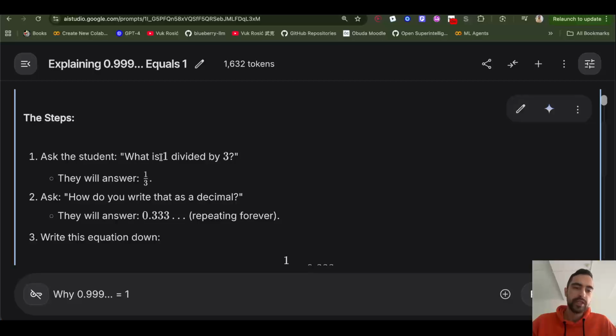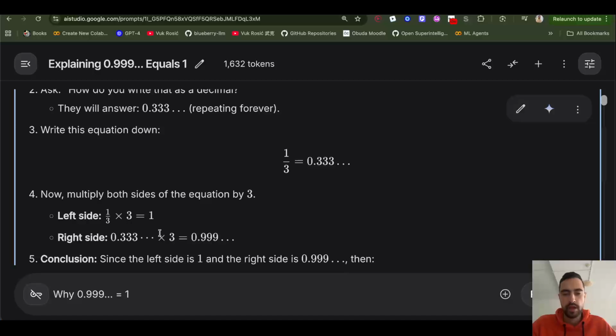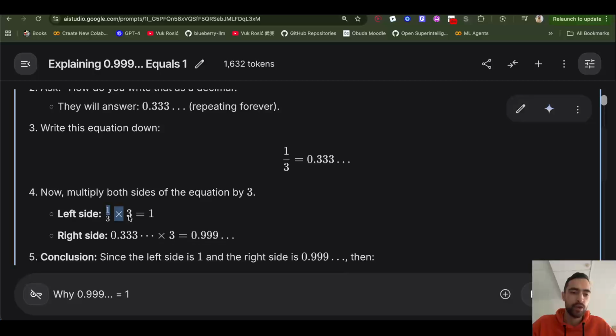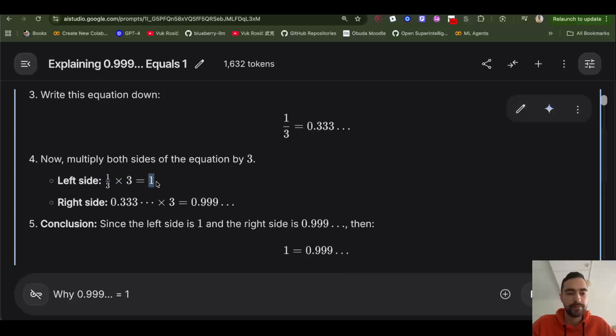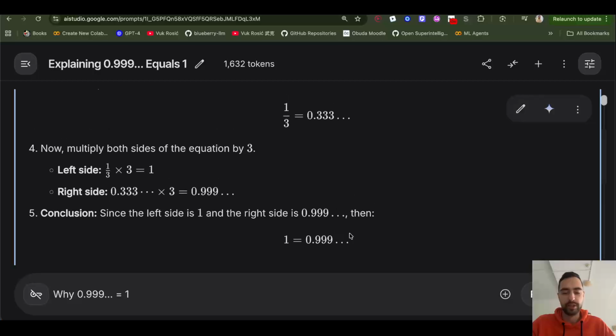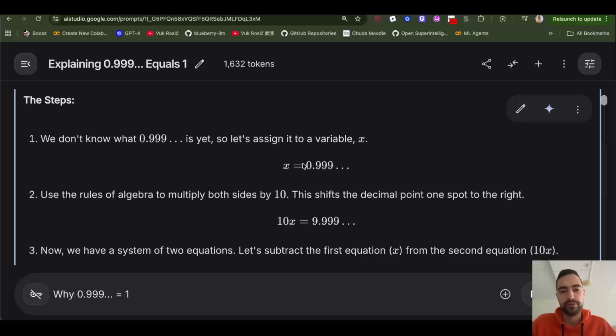You say, what is 1 divided by 3? So we can say it's 1/3, or we can say 0.333, and this is repeating forever. So if we multiply both of these sides by 3, we get that the left side is 1/3 times 3, which is 1, and the right side is 0.999, etc. This is the first proof that I will show you of this equality. Let's check the second proof.